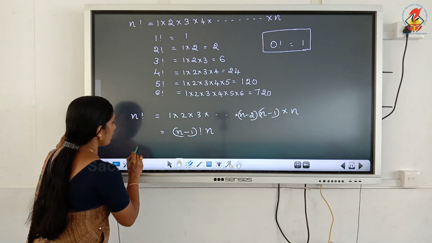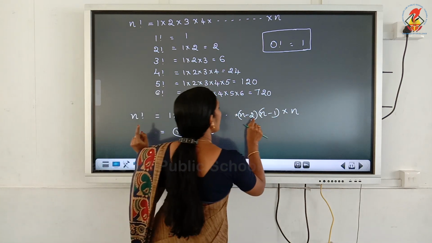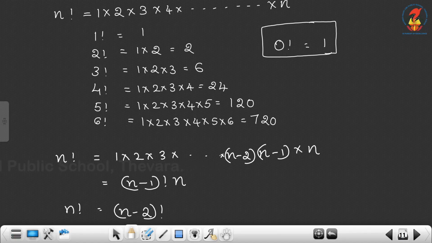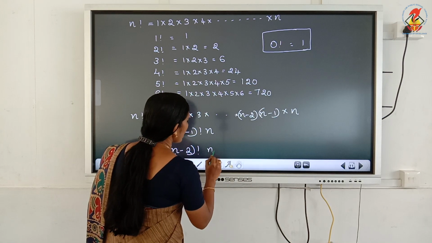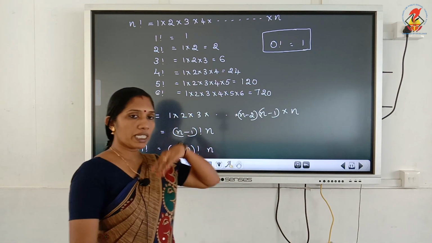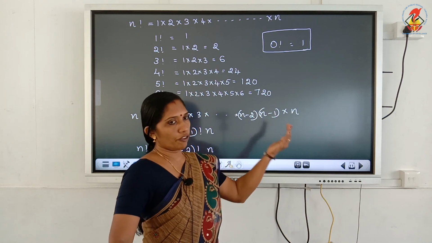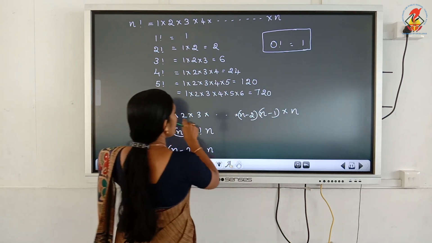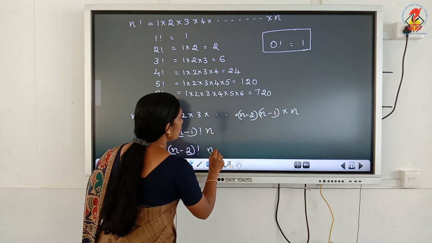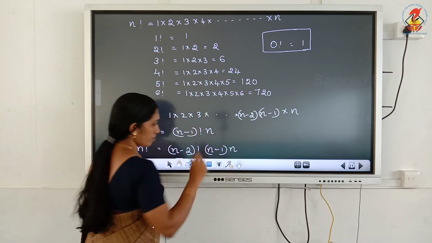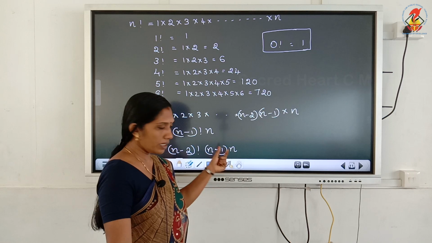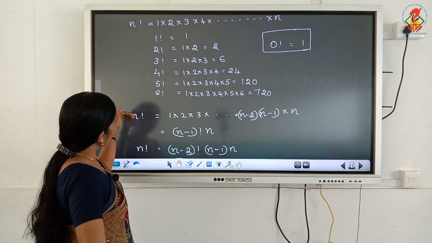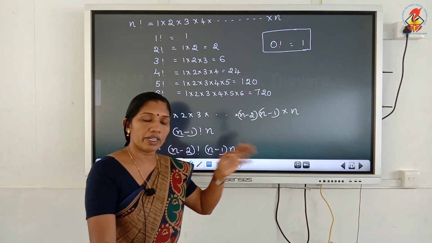Or this n factorial I can write as, up to this much I can take n minus 2, that is n minus 2 factorial into the next numbers. What is the next number? n minus 1, the next number. For getting the next number you have to add 1, for getting the preceding term you have to subtract 1. So n minus 2 factorial, that is up to this much, then into n minus 1 into n. Here there is no factorial symbol, it is the number only, and here n minus 2 factorial. So look, this n factorial itself we can write in different ways.